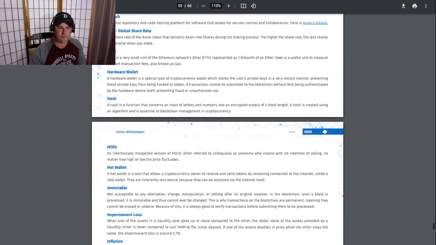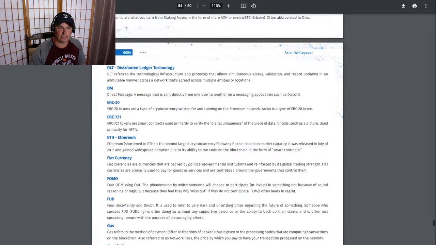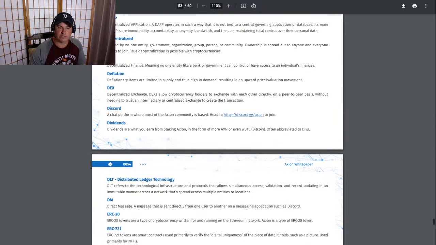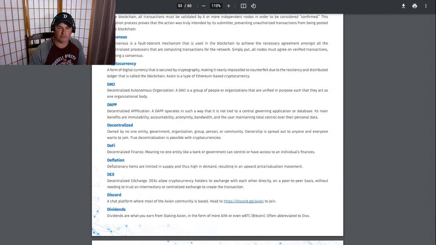So that's it. What else have we got here that's interesting? That's to do with Axion. A lot of the rest of these terms are to do with cryptocurrency generally. Obviously, dividends are what you earn from Axion staking, in the form of Axion and or even wrapped Bitcoin, often abbreviated as divs.